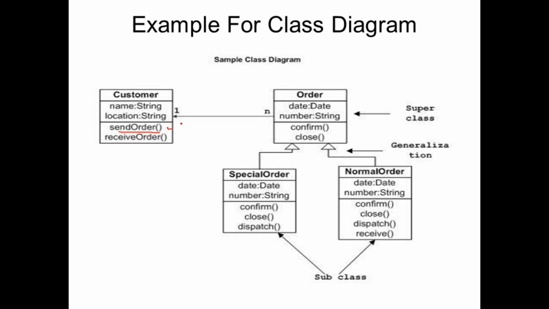Now, the other aspect that we need to look at here is the functions or methods that we define in the parentheses. What is the customer able to do? Customer can place the order, and customer can receive the order.